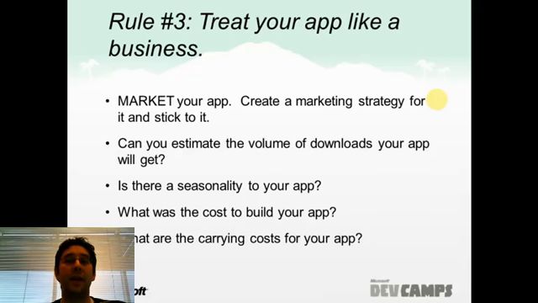And then finally, what are the carrying costs? So as your app evolves, as I said before, what are the things that you need to keep in mind around how much it costs to maintain your app and everything else like that? So basically what happens here is the bottom 4 bullet points on this slide: volume, seasonality, well, maybe not seasonality as much, but volume, cost, and carrying costs. Those 3 things will ultimately determine your break-even point. So just keep that in mind.